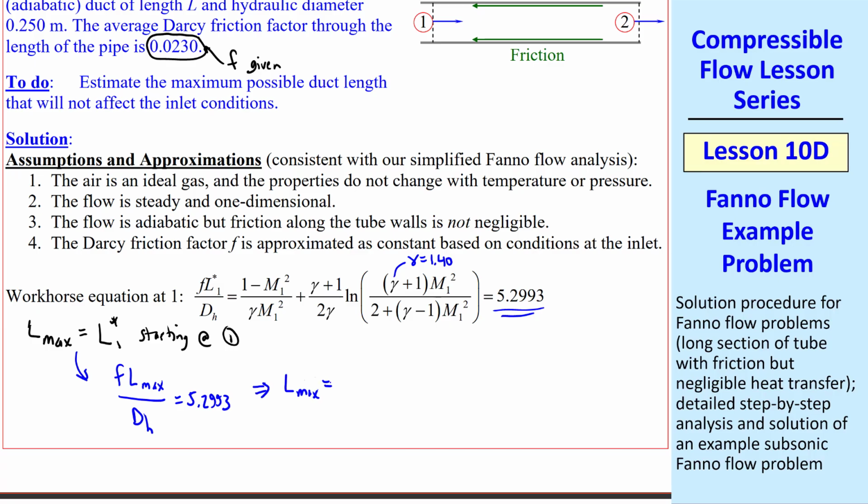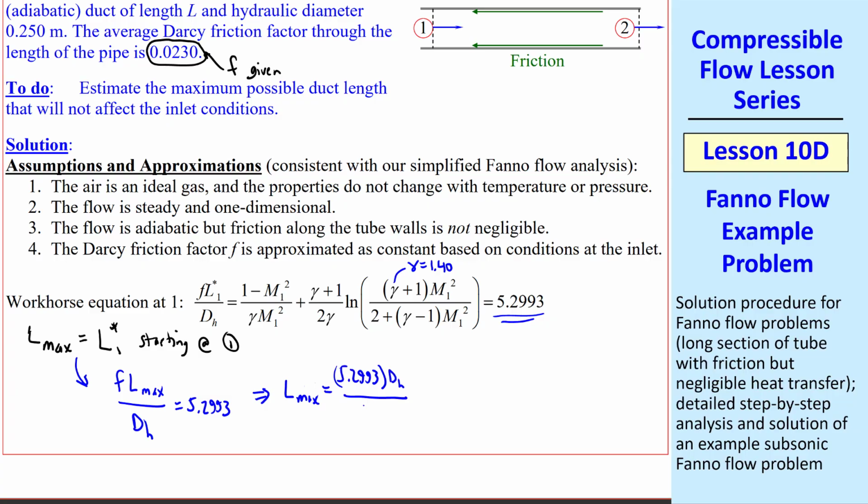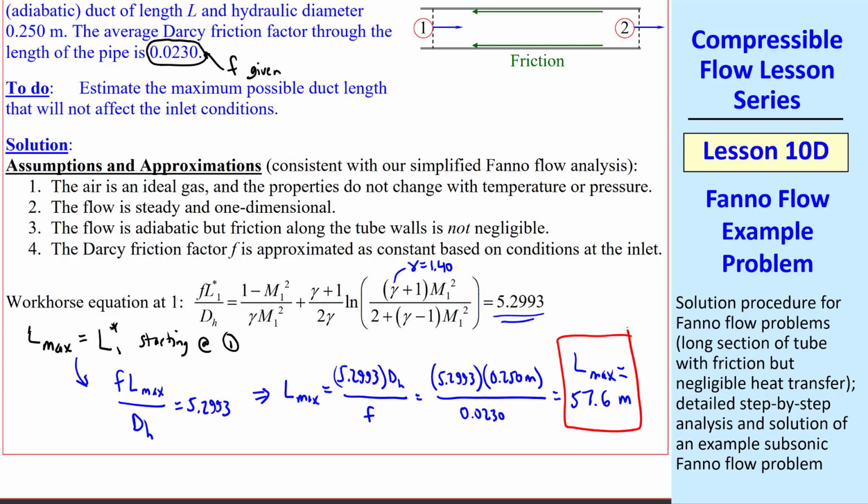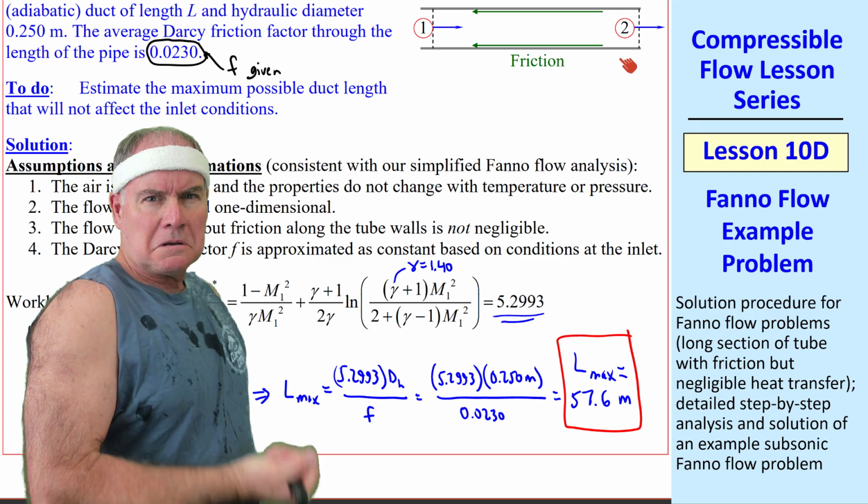from which we solve for L max, 5.2993 D_H over F. D_H was given up here, and as I've said, F is also given in this problem. We get that L max is 57.6 meters. This is the length of the duct at which this flow will choke.